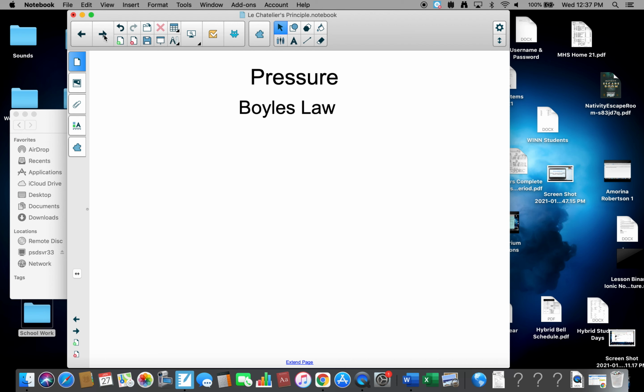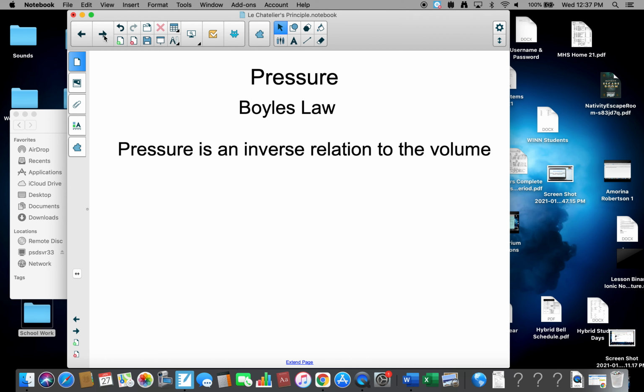Pressure. Pressure only deals with gases, so we're going to have to deal with Boyle's law. Remember we talked about Boyle's law last year in gas laws? Boyle's law, pressure is in inverse relationship to volume. So if pressure goes up, volume goes down. If volume goes up, pressure goes down. All right, and we'll be using that to determine the amount of space in order to determine which way the reaction is going to shift.